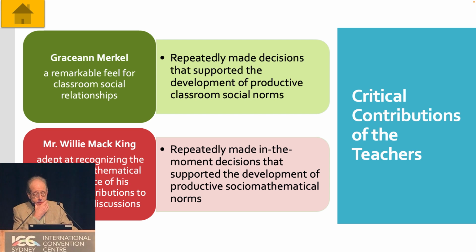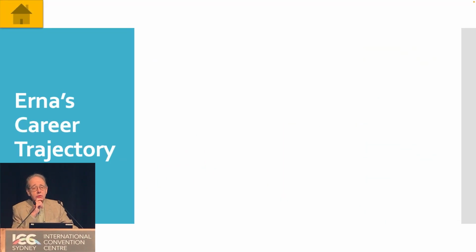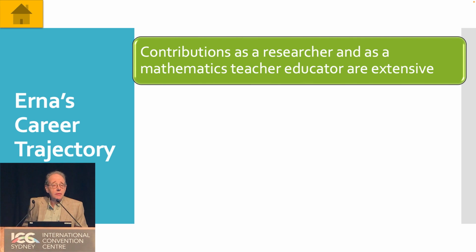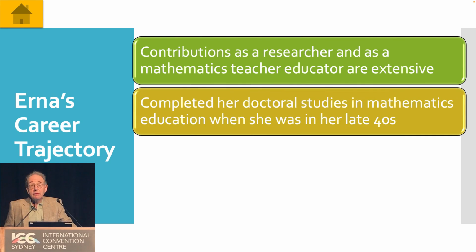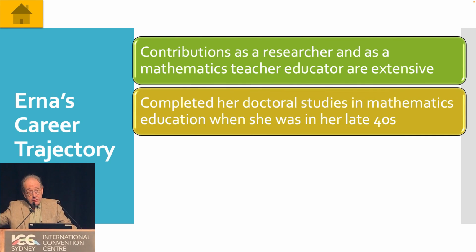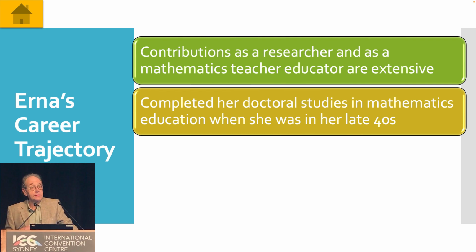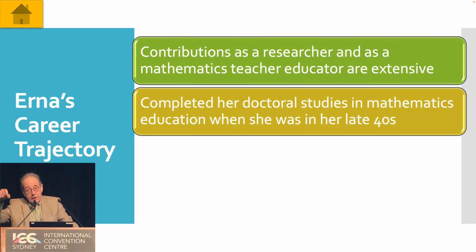And lastly, I just want to point out something I think it's worth you knowing about Erna's career trajectory. She didn't complete her doctorate in math education until she was in her late 40s. She got initially a master's degree and an undergraduate degree in mathematics, and then stepped away from academia for a number of years to focus on her family. And only when her kids were old enough did she come back and begin doctoral studies. And I met her shortly after she finished those studies.